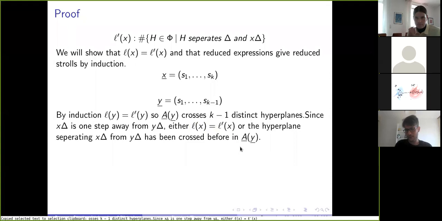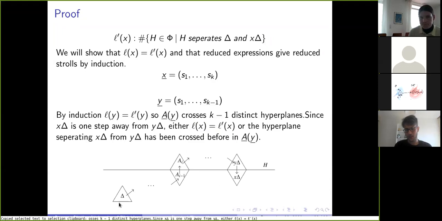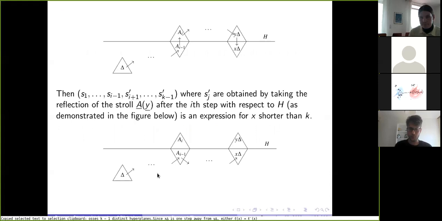If it's not, let's see what happens. It has to be a picture like this. This is H, the hyperplane separating y delta from x delta, and it has to be crossed at some point i. What we will actually do is construct another stroll that's shorter. We will just avoid crossing this at all. So after you move from A_{i-1} to A_i, there are these steps here, and you can just take the reflection of these steps with respect to H, right? And if there are n steps here, there will be n reflected steps here. And since you avoid going up there, you reduce the length of the stroll by one.